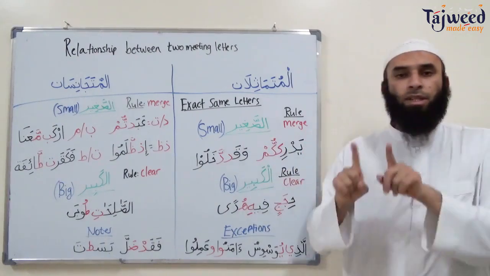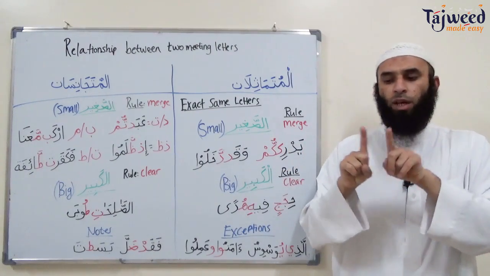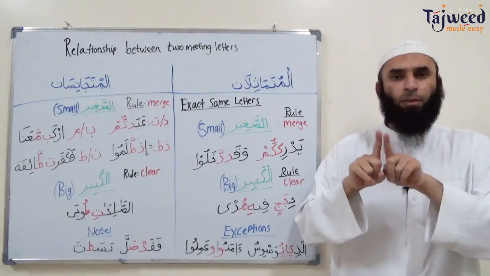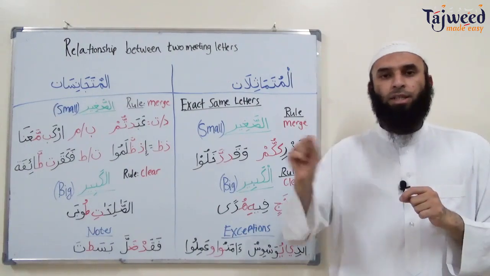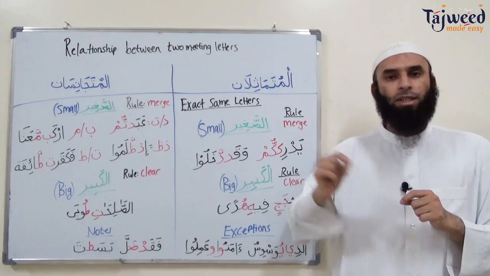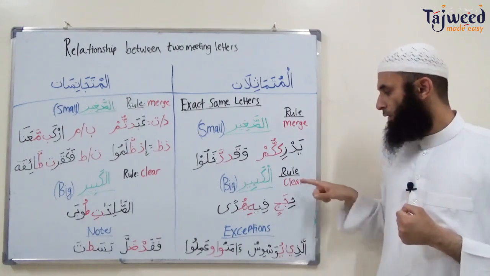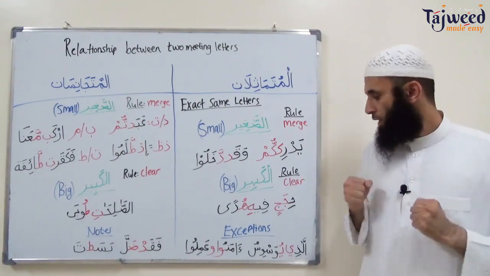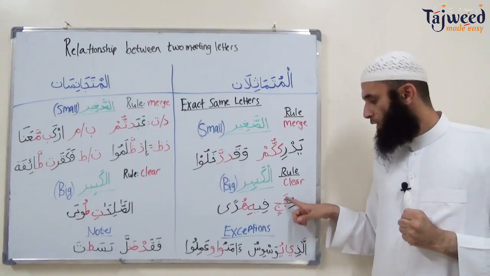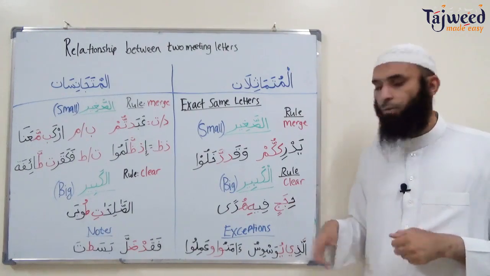Now al-kabir just means the two exact same letters which are next to each other, both of them have a haraka, both of them have a vowel, whether it's fatha, kasra, dhamma, or fathatan, kasratan, dhammatan. So what's the rule on this? The rule is to make it clear. For example, we have the word hijaj. The first jim has a fatha, the second jim has a kasratan.